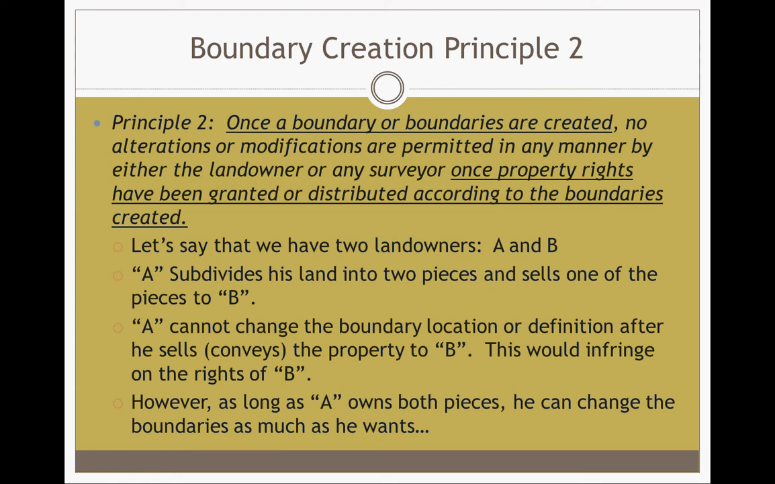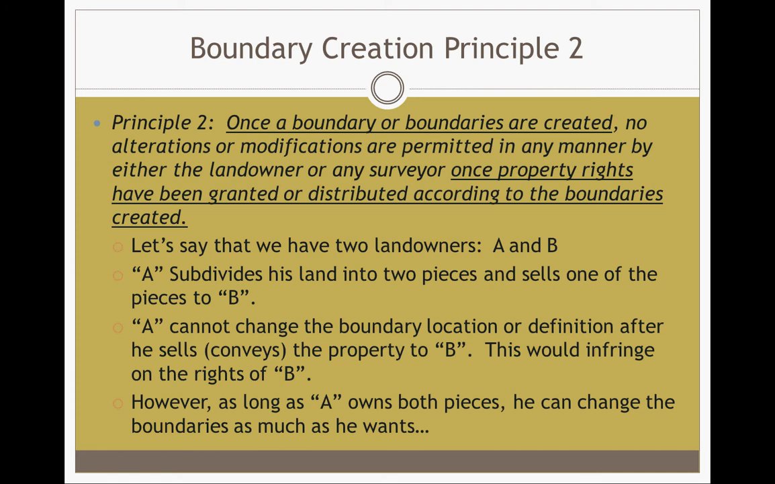However, as long as A owns both pieces, he can move the boundary as much as he wants. He could say, well, I really don't want it to be half. I want it to be 2/3 mine and 1/3 yours. And he can do that as long as he hasn't conveyed or sold the property to anyone else. But once he's sold it or conveyed it, he's then infringing on their common law right of use of the land.